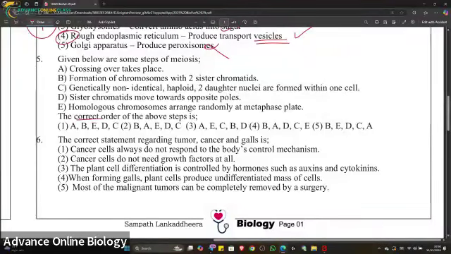How do you take the right order? Formation of chromosome with two sister chromatids. Genetically non-identical haploid. Right, crossing over. Homologous chromosomes arranged randomly at the metaphase plate. So you can't take that. Crossing over takes place. This is first. Then homologous chromosomes arranged randomly. Then sister chromatids. So this is number 2. Sister chromatids move towards opposite poles. Genetically identical two haploid daughter nuclei are formed. Formation of chromosomes with two sister chromatids.